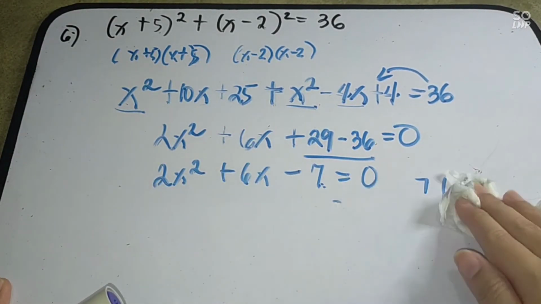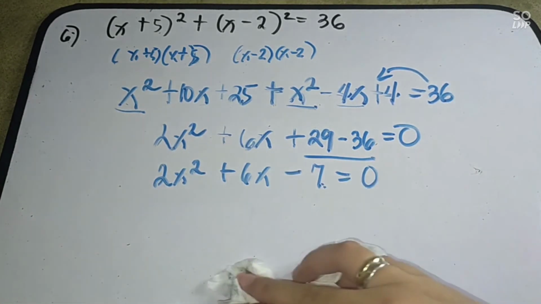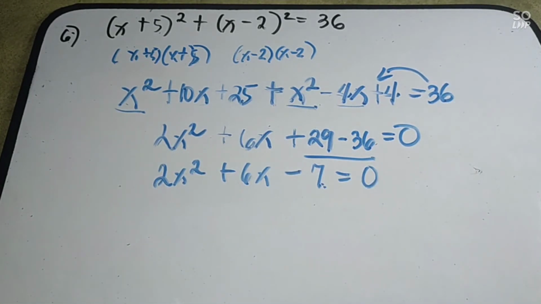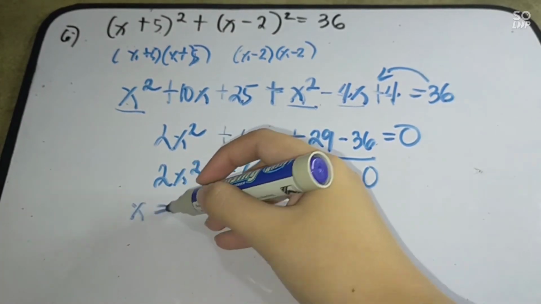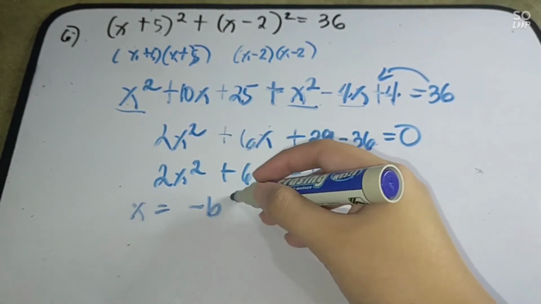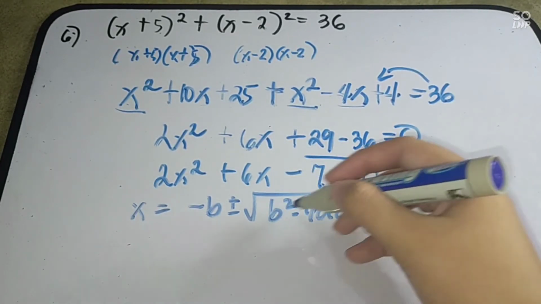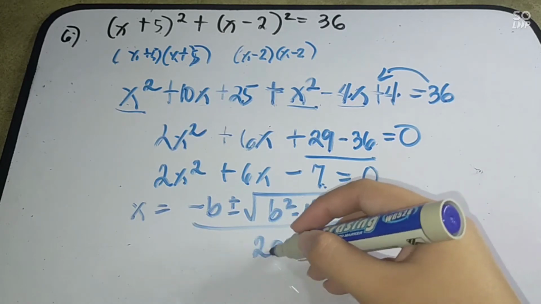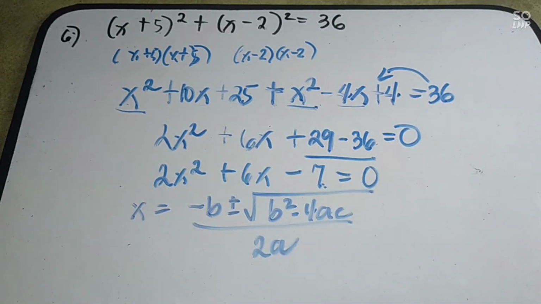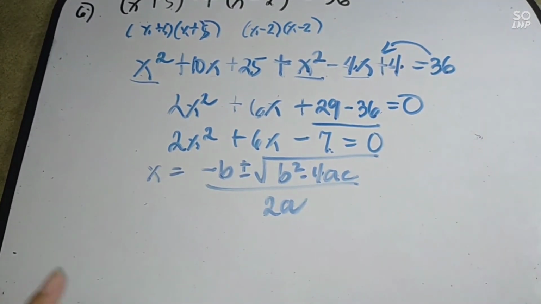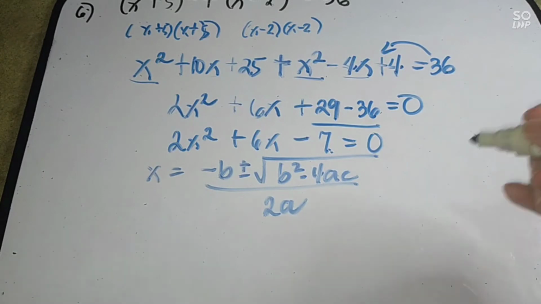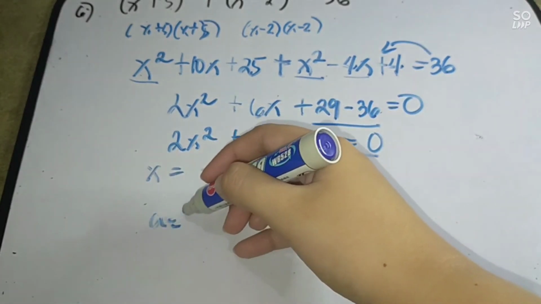Since it is not factorable, ang gagawin natin, let us have quadratic formula. So, quadratic formula yung gagamitin natin para isolve to. So, what's the quadratic formula? X is equals to negative b, positive negative, square root of b squared minus 4ac all over 2a. Then, isa-substitute natin siya para ma-solve natin. So, we have now your a. What would be your a? Ang a natin is equal to 2.